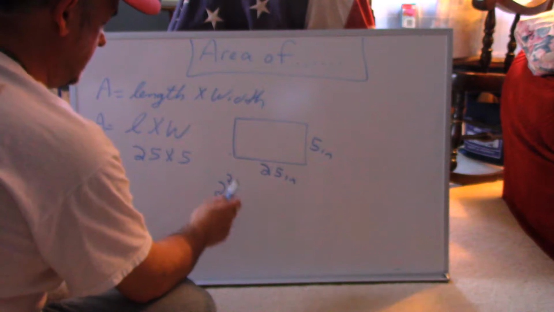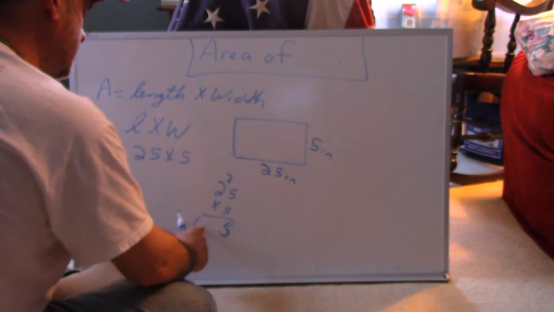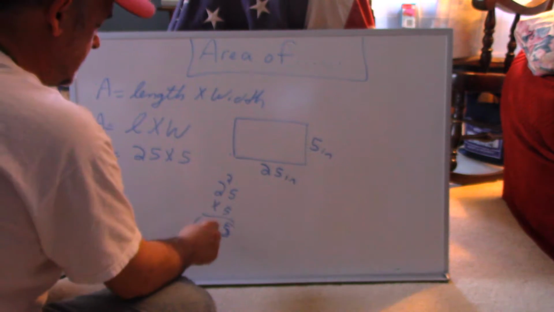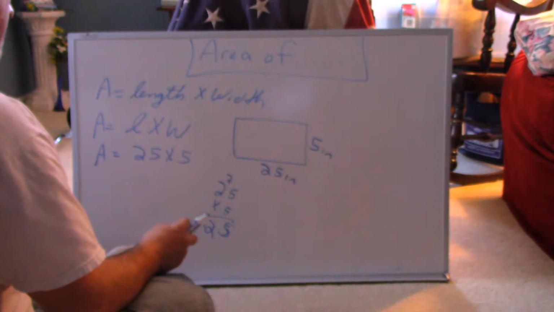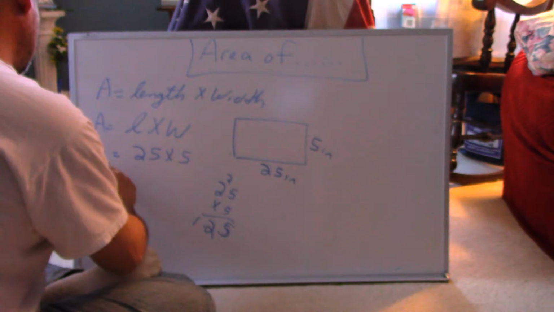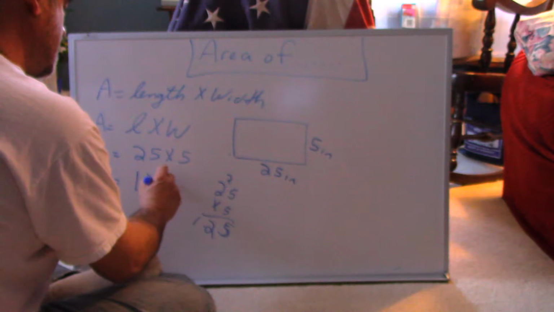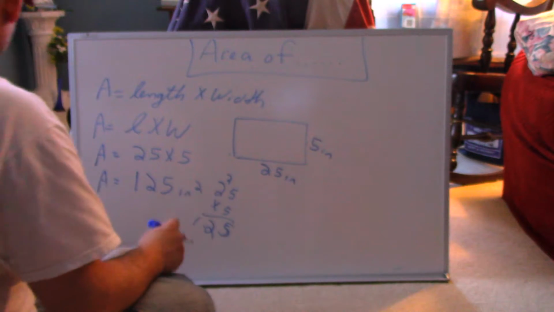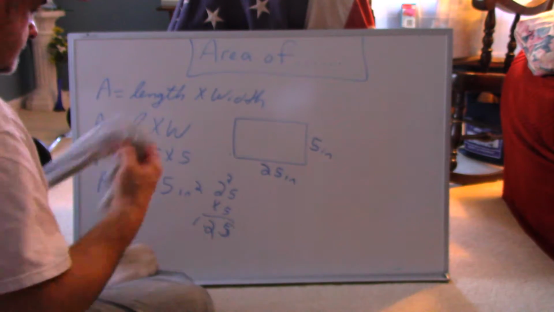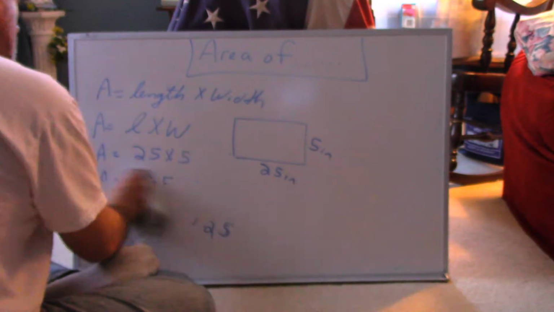5 times... Wait a minute, I did it again, right? I forgot to add the 2. 5 times 5 is 25. 5 times 2 is 10 plus 2 is 12. So 125. So then that would be area equals 125 inches squared. That's it. Alright, let me do one more.